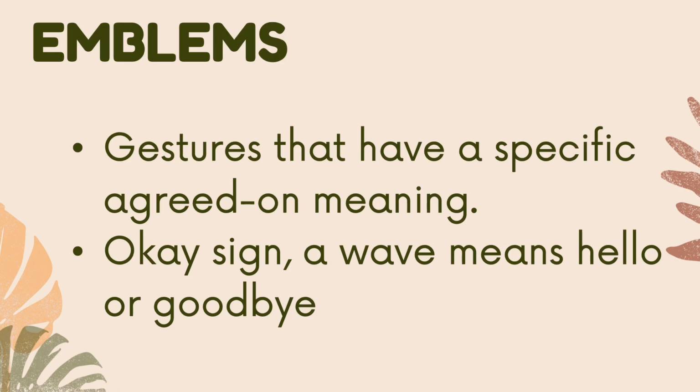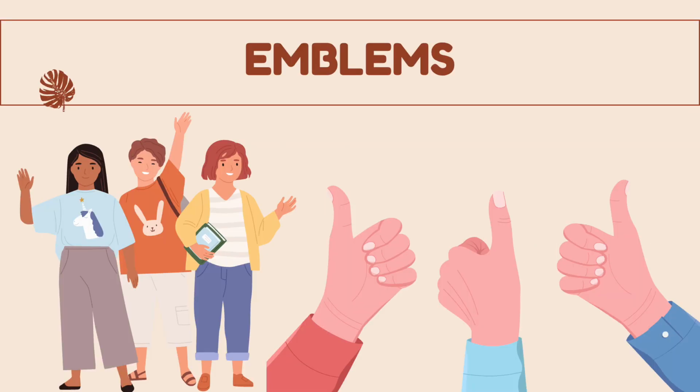Emblems are gestures that have a specific and widely understood meaning within a particular culture or group. The act of nodding one's head up and down is widely understood as a gesture of agreement. Other emblems include the OK hand gesture, the wave, which means hello or goodbye, and the victory sign.